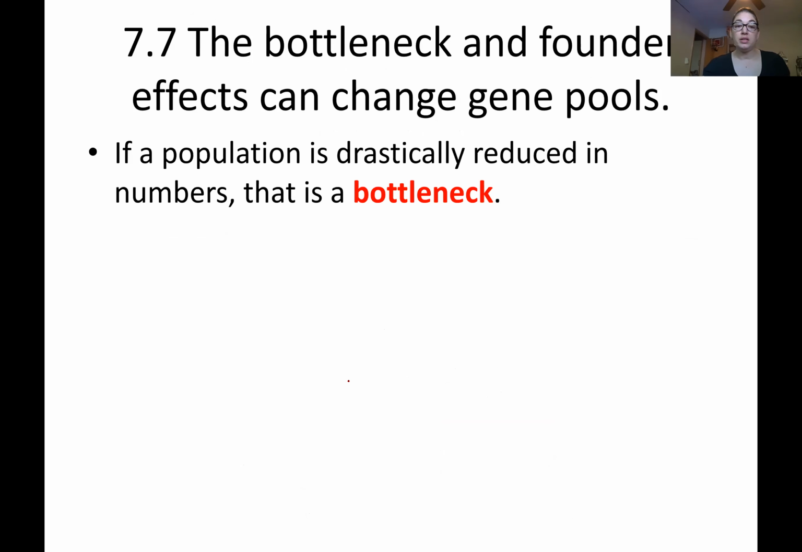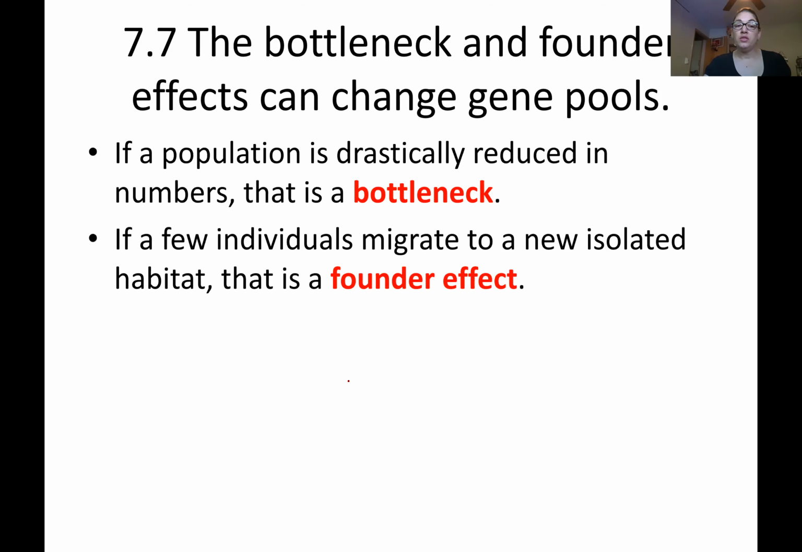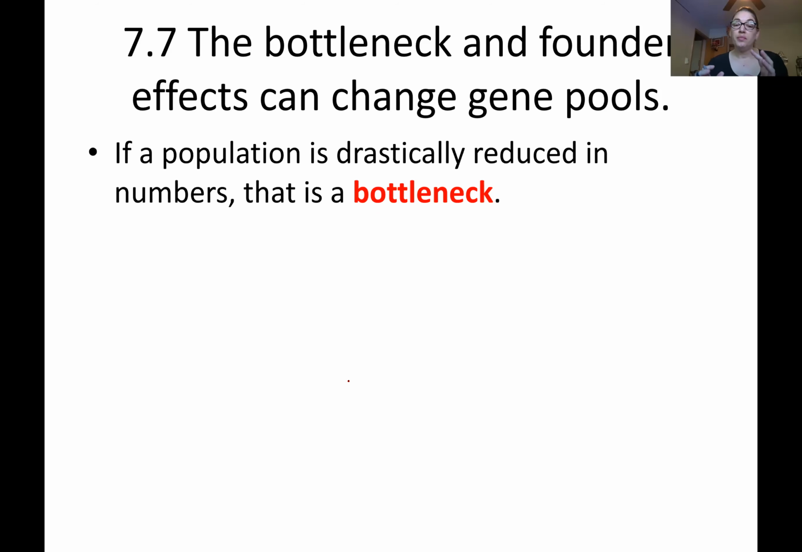Okay, bottleneck effect. This happens when a population is dramatically reduced in size, and it usually happens in a fairly quick or catastrophic event. When this happens, your gene pool is dramatically reduced. For example, when you only have a few individuals surviving, their genes may not represent the entire population that was there. So it's been restricted.